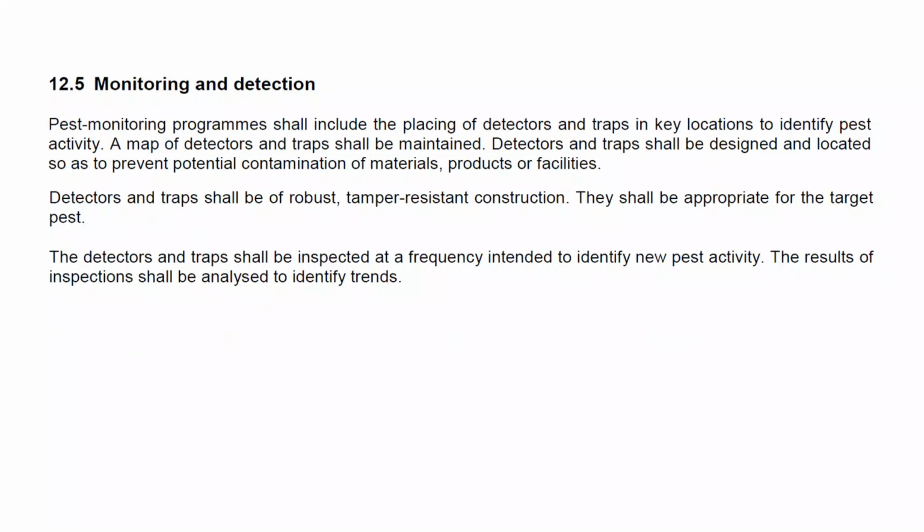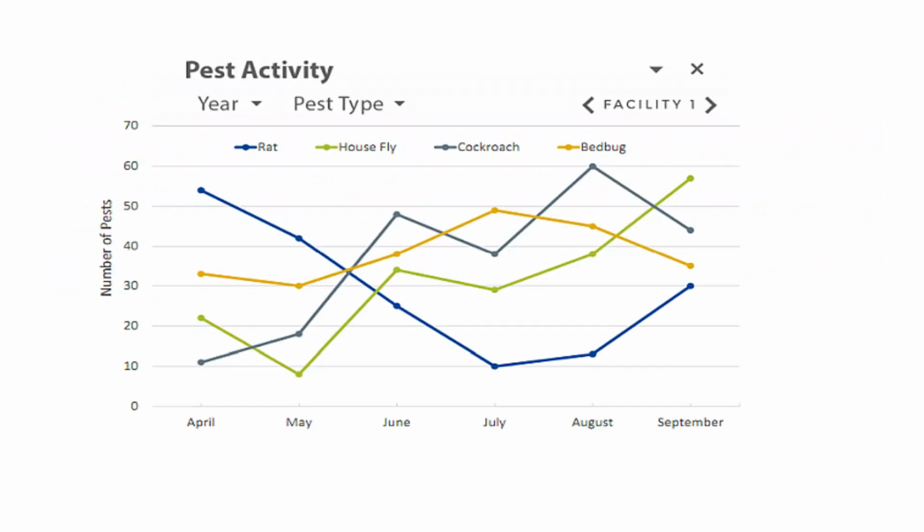Now the second last point is monitoring and detection. Like I explained, all the documents or records in my previous part of the slide, all these records must be maintained and recorded. And nowadays there are automated systems and you should use them, so later on you can do trend analysis and seasonal pest activity evaluation. Auditors often ask for trend analysis by month, quarter, or year.